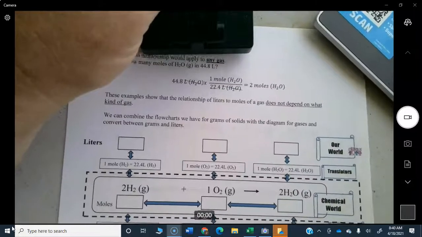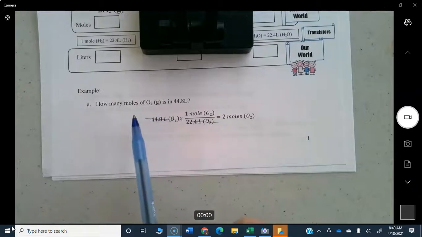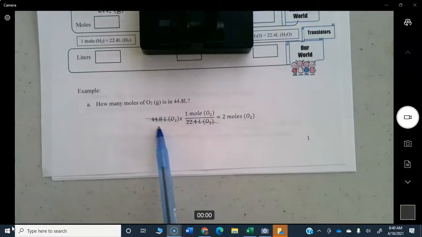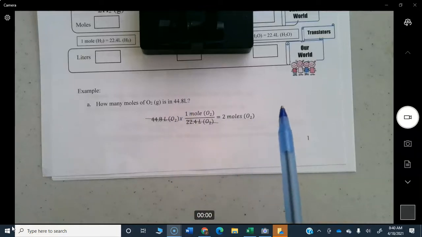So we'll do a couple of practice problems here. Let me go ahead and just run through this one. It's a very simple conversion. How many moles of O2 gas in 44.8 liters? So you start with 44.8, and there's 1 mole of O2 for every 22.4 liters of O2, so you need liters of O2 to cancel out. You're trying to get to moles, and there you have 2 moles of O2 gas.